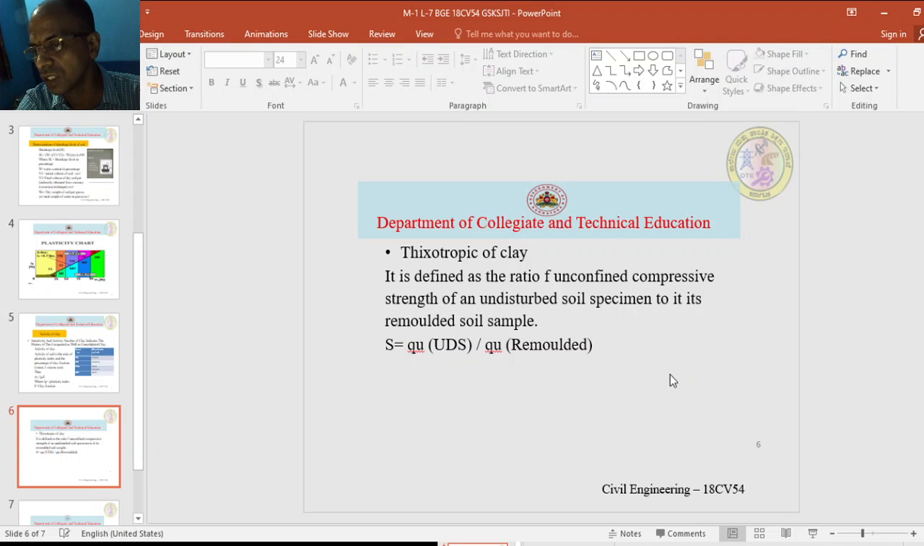Then we have to discuss the thixotropy of the clay. What is meant by thixotropy? It is defined as the ratio of the unconfined compressive strength of the undisturbed soil specimen to that of the remolded soil specimen. So S is equal to Q of UDS divided by Q of remolded.